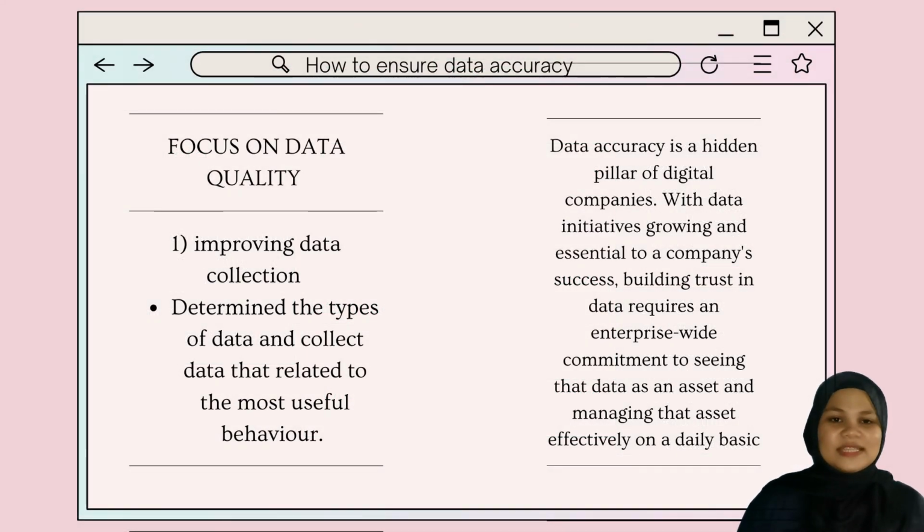How to ensure data accuracy? First, improving data collection. Determine the type of data and flag data that is related to the most useful behavior.